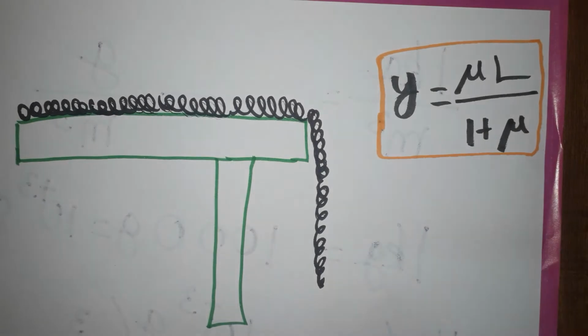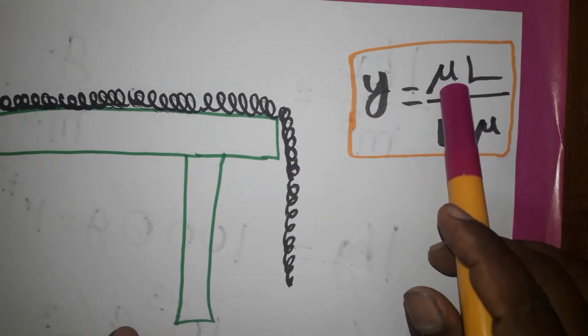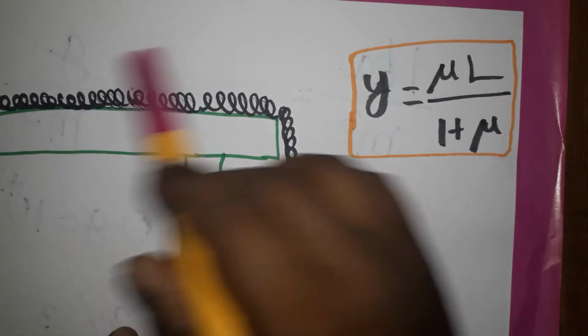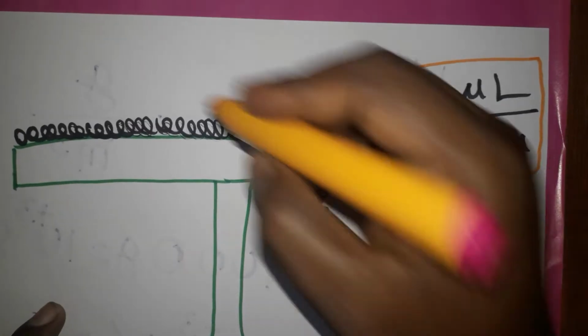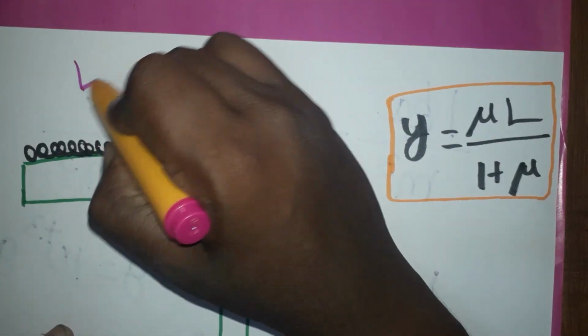Y is the length of hanging. This is the equation we are going to prove. Mu is the coefficient of friction, L is the total length of the chain. So the total length I have taken as L, the length of the chain.